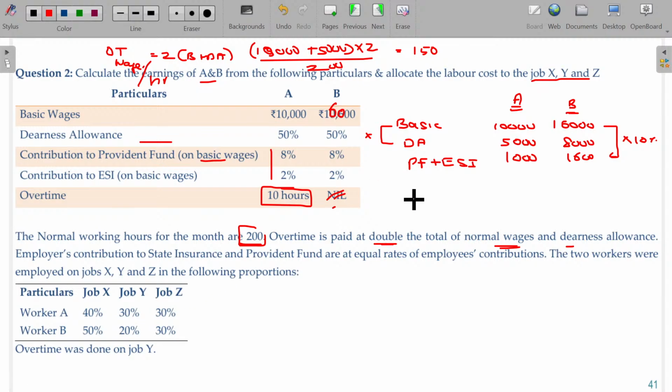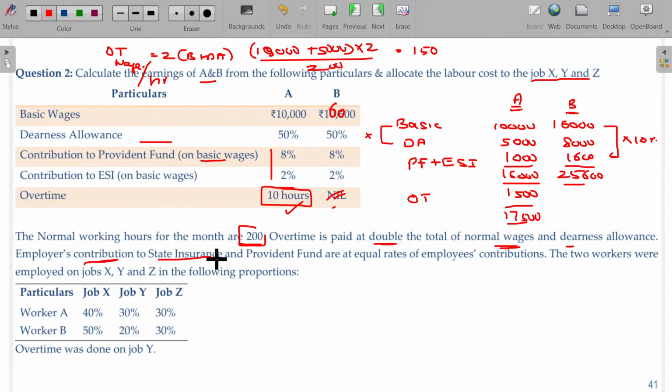So overtime wages being for 10 hours, 1,500 will be payable. Without the overtime wages, the total wages being 16,000. With overtime, the amount payable to A being 17,500. In case of B, 25,600.